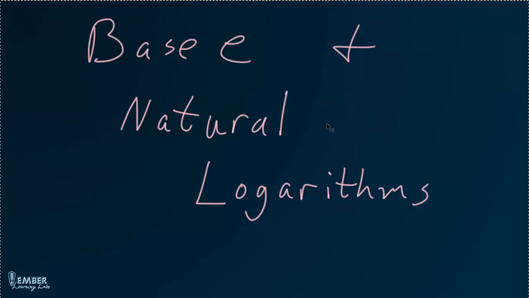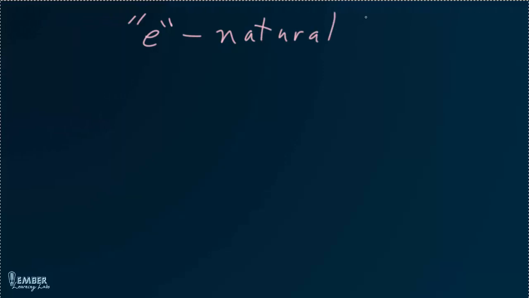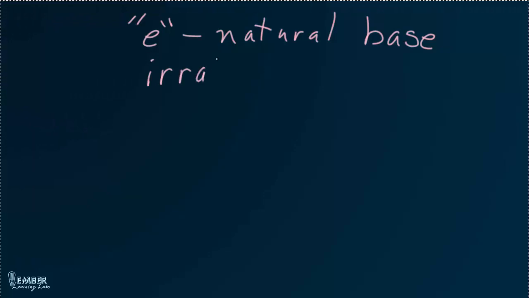Now, what is E? E is called the natural base. The reasons why it's called the natural base and the origins of E and where that number comes from are beyond the scope of this course. But what you need to know, first of all, is that it is an irrational number. It's a constant, like pi or the square root of 2.